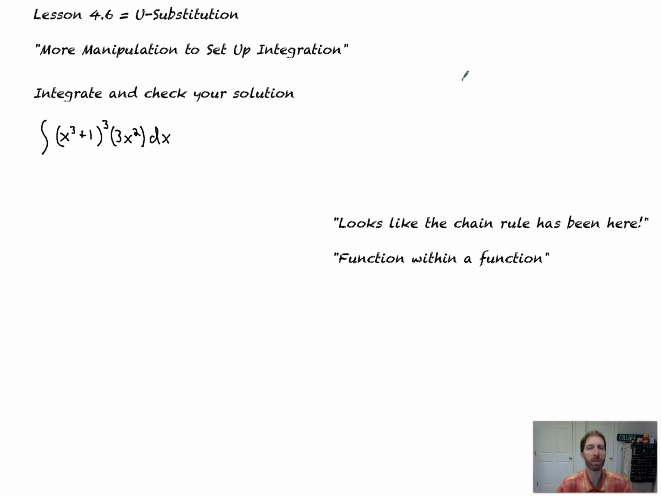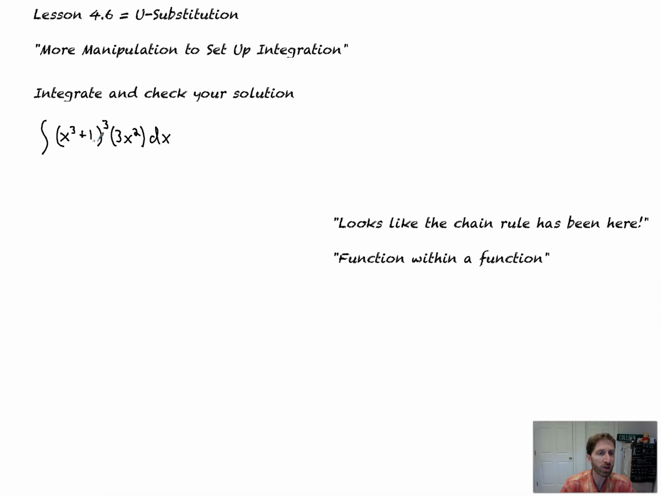Before, you manipulated by changing exponents from negative to positive or square roots into exponents. Now we're going to get a little more involved into manipulating the integrand so we can integrate it. So the instructions are integrate and check your solution. And the big thing to note here is that it looks like the chain rule has been here.